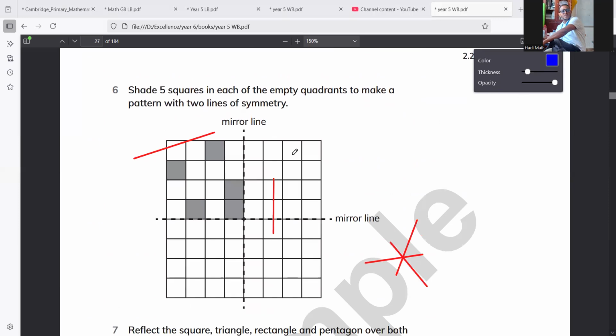Let's go to the next question. The question after here, what do they ask you? They say shade 5 squares in each of the empty quadrants to make the pattern with two lines of symmetry. We need to shade what? We need to shade almost 5 in each one of them. So let's see how we could shade 5 in each one of them.